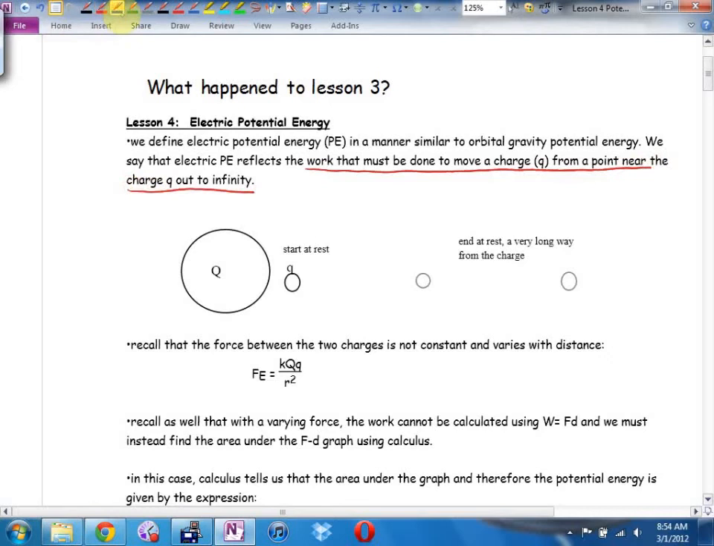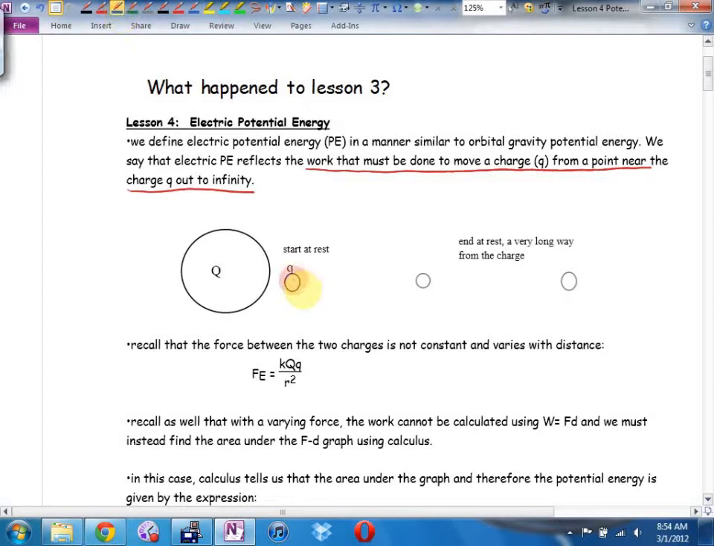This is how we defined gravitational potential energy, because we said we could no longer use mgh, because we couldn't use force times distance because the force was changing. The further you got away from the planet, the weaker gravity got. Well, the further you get away from the charge, the weaker the electric field, the weaker the electric force. The closer you get to the charge, the stronger the electric field, the stronger the force. So we have to have some way of taking into account the distance.